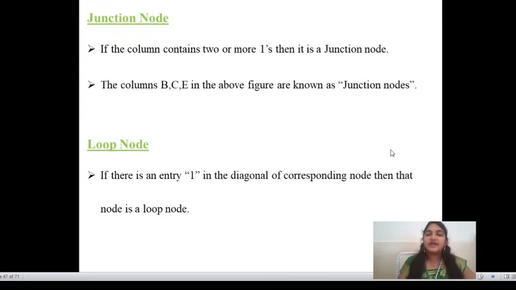So the loop node: if there is any entry 1 in the diagonal of the corresponding node, then that node is a loop node. So node E is known as a loop node. If there is a diagonal representation, it is known as a loop node. So this is about nodes, and the next one is relations.